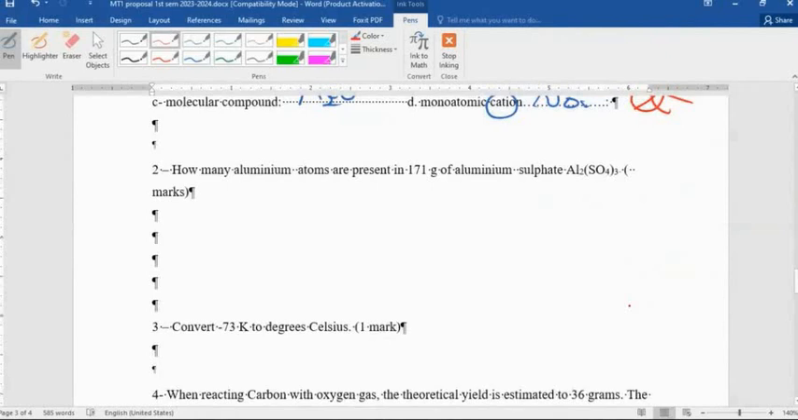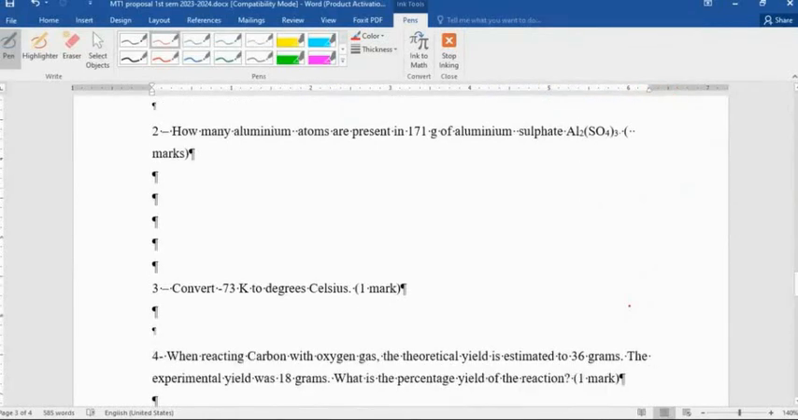We go to question number 2 first of all. Here he asked me, how many atoms are present in 171 grams of aluminum sulfate? How many atoms of aluminum? I'm sure you have seen this one in chapter number 3.